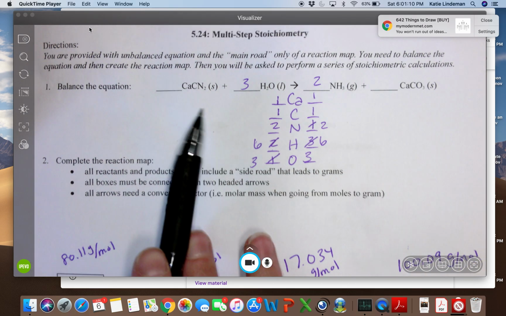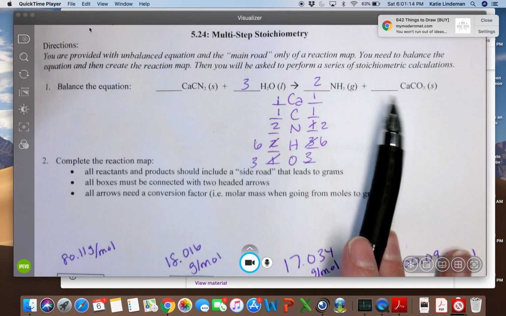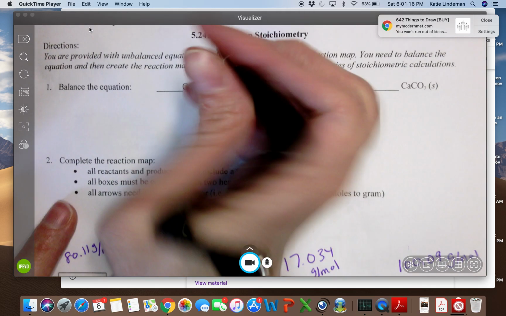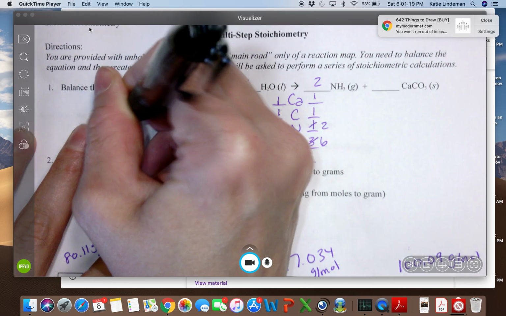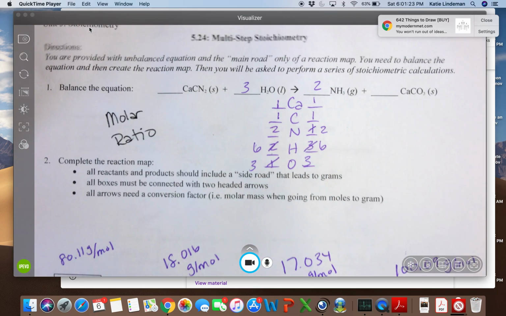The first thing I did was I balanced this equation so that I have all of my coefficients. Remember, from my coefficients, I get my molar ratios. Okay, so I need my coefficients for that.